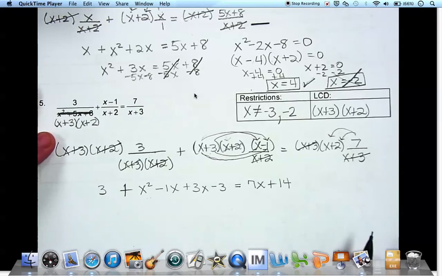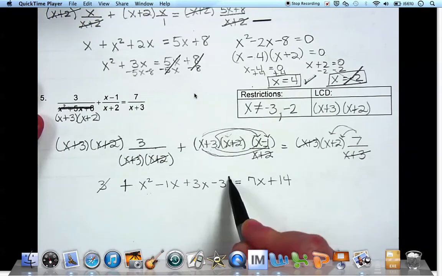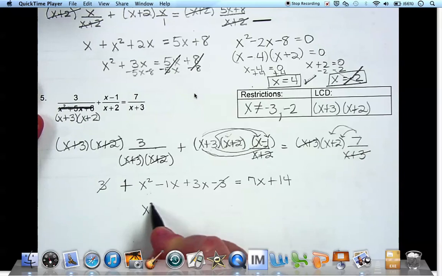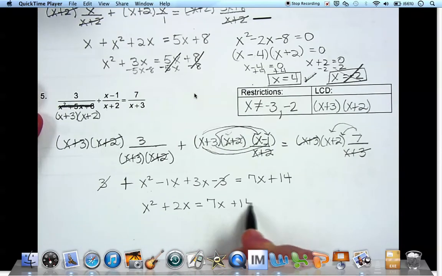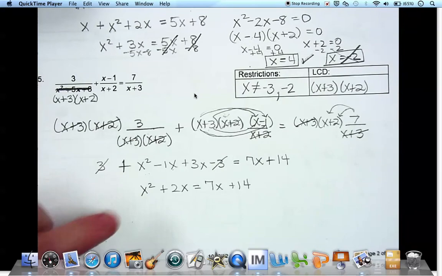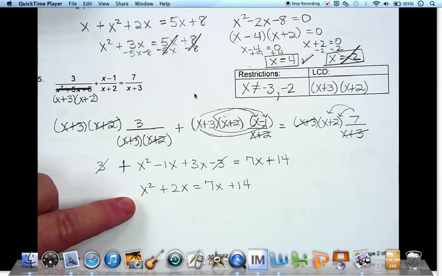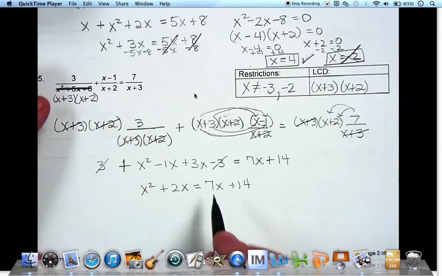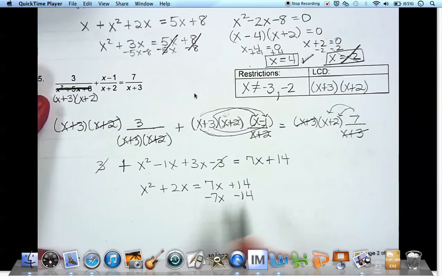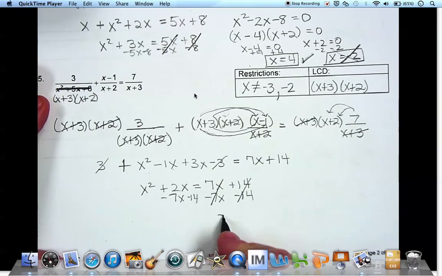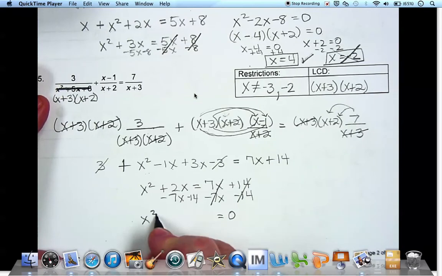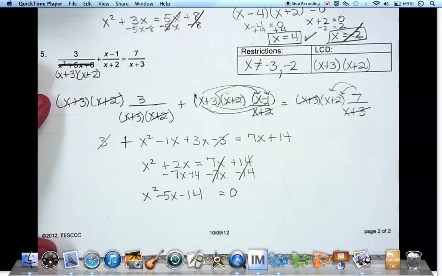Okay, then I'm going to combine whatever I can. So the 3 minus 3 cancels. So I have x squared, and then -1x plus 3x is 2x. So x squared plus 2x equals 7x plus 14. Now I've got a quadratic, so I want to get everything equal to 0. So I'm going to subtract 7x and minus 14. So I have 0 on the right, and on the left I'm going to have x squared minus 5x minus 14. Okay, now from there I can factor.